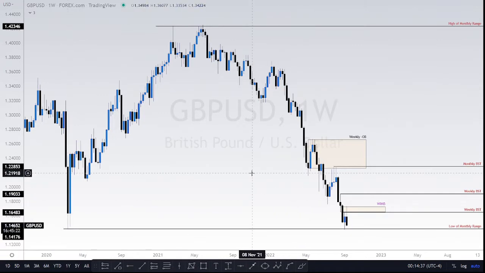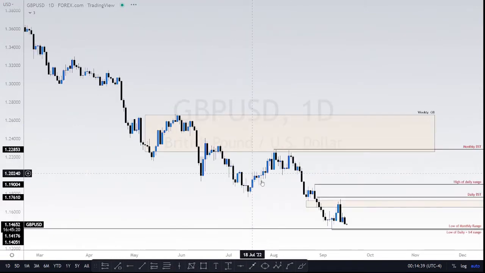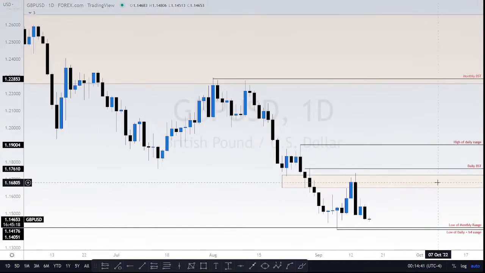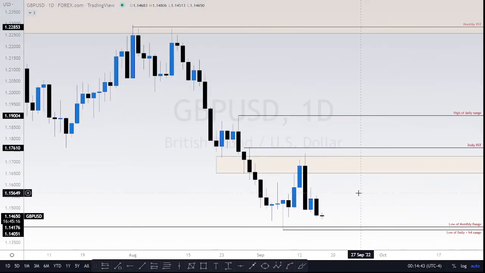Now, if we take a look on the daily time frame, this is giving a much clearer projection. I mentioned a few days ago that I'm anticipating at the very minimum another session of drop, which took place yesterday, and a fantastic short opportunity presented itself in the London Open. So what I am anticipating is at least one more session of drop towards the low of the daily range as well as the low of the monthly range.